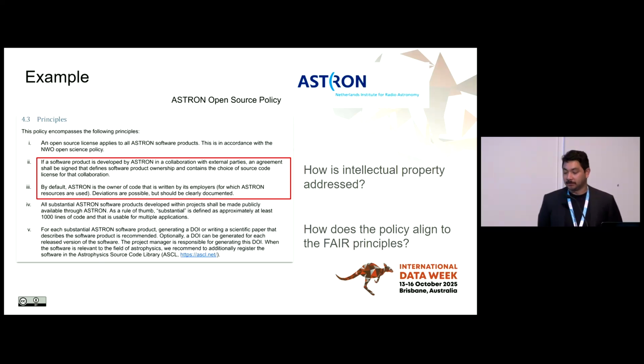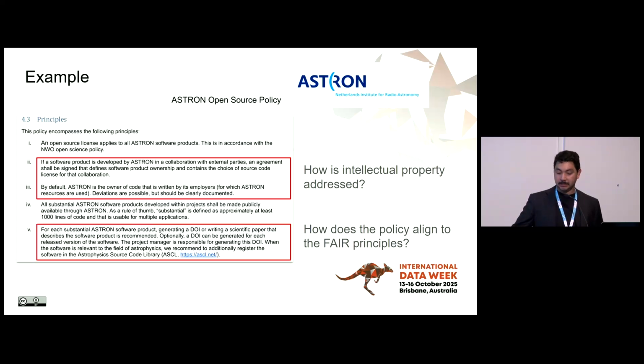We can also ask the following: how does the policy align to the FAIR principles? We see the fifth statute in the principles that for each substantial Astron software product, a DOI should be generated or a scientific paper that describes the software product is recommended. Right? So we did this mapping of each of the 15 categories with a combination of content analysis throughout 38 policy documents.